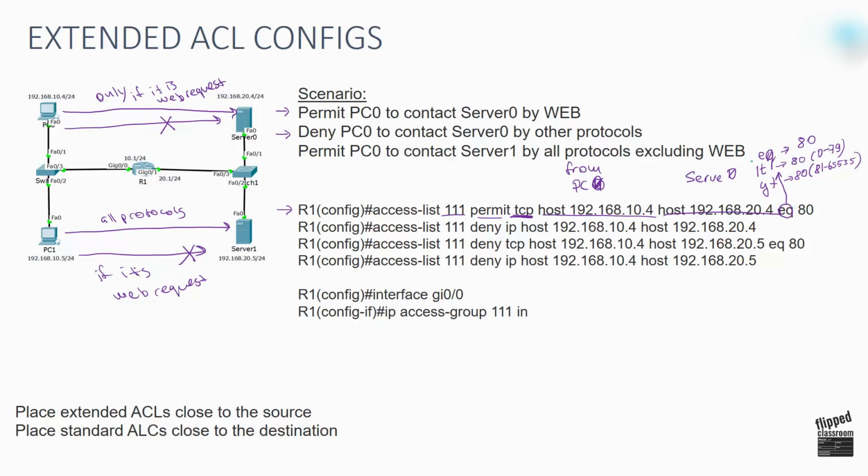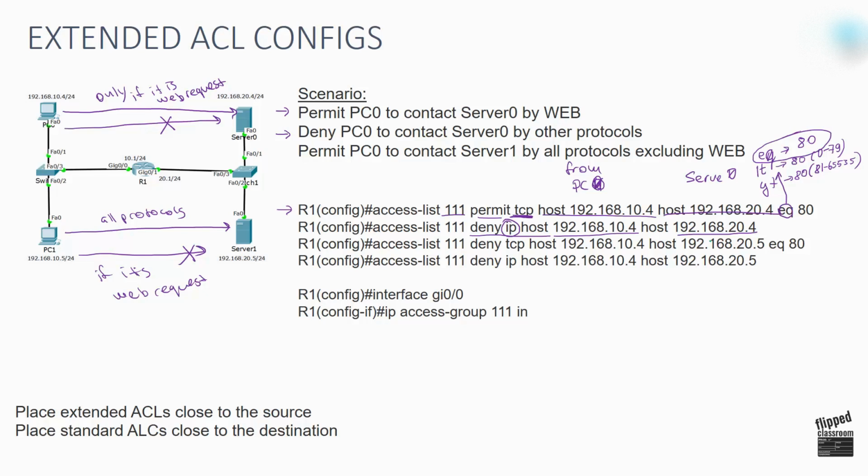And we are saying that only when the communication goes to port number 80, when it is a web request, it will be successful. And we are saying deny IP, which includes TCP and UDP communication, from host 10.4, like PC 0, to server 0.